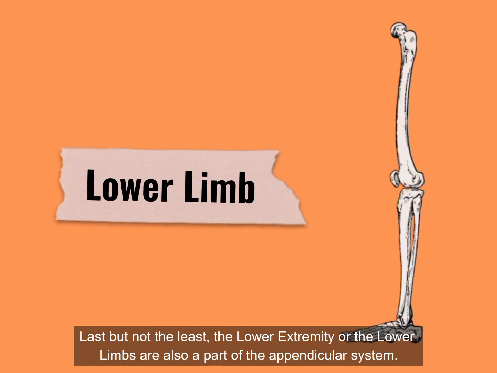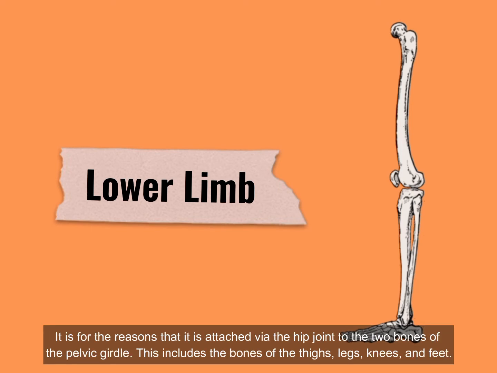Last but not the least, the lower extremity or the lower limbs are also part of the appendicular system. It is for the reason that it is attached via the hip joint to the two bones of the pelvic girdle, and this includes the bones of the thighs, the legs, knees, and the feet.